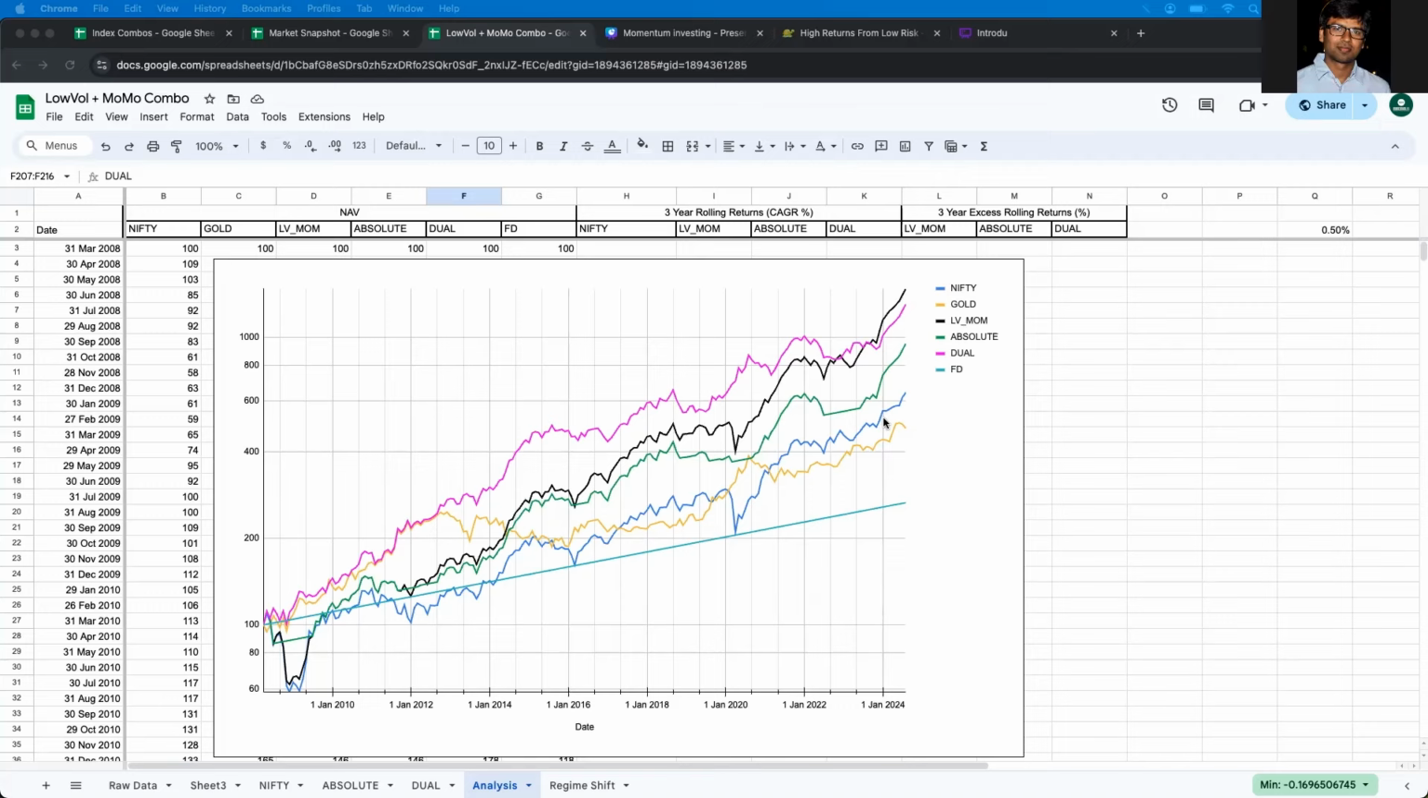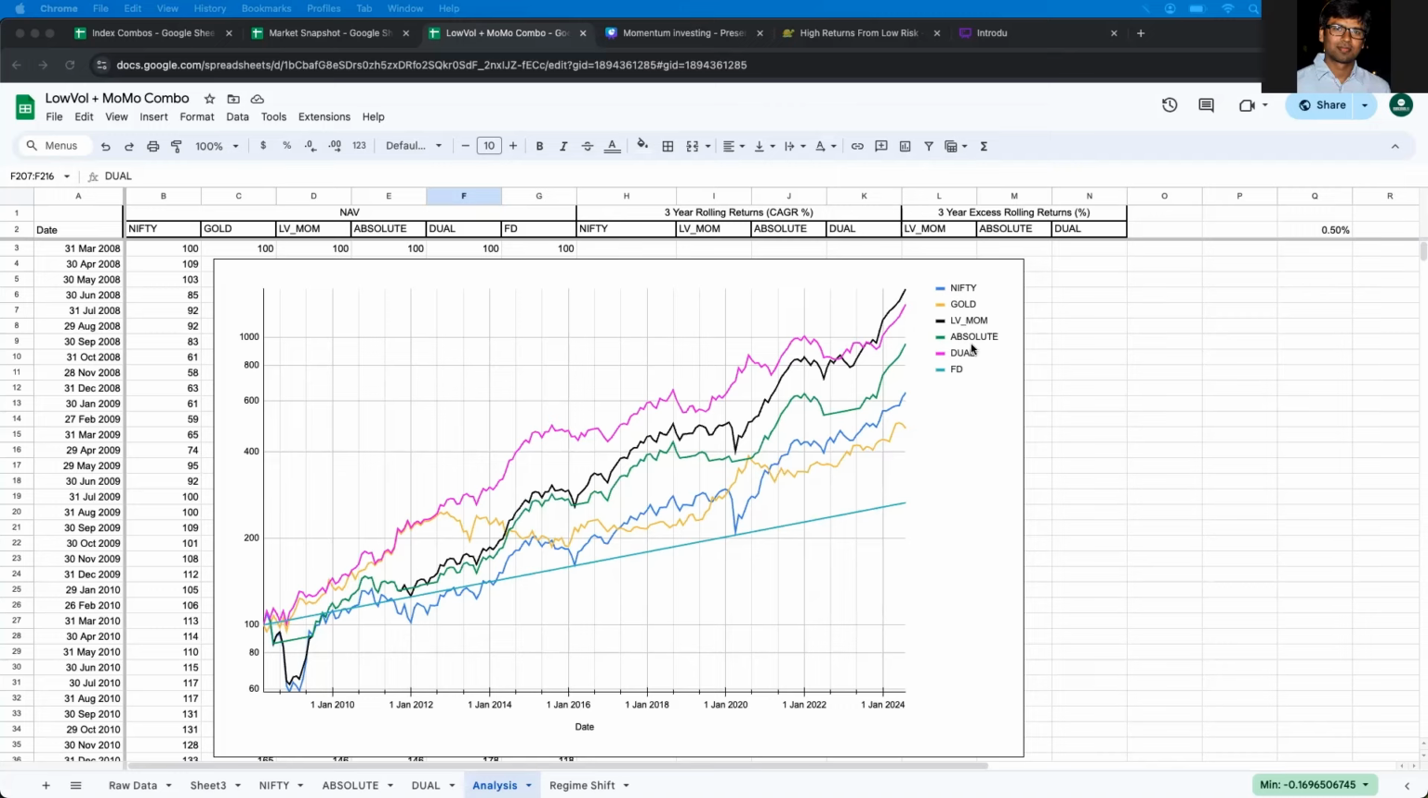Now, we also have gold, which is represented in the golden color. And obviously, you see that gold has a yin and yang or complementarity feature with respect to equities. When the blue color line goes down, the golden color line moves up, and when the golden color line goes down, the blue color line moves up. So that's the whole point of having gold as one of the assets in our arsenal.